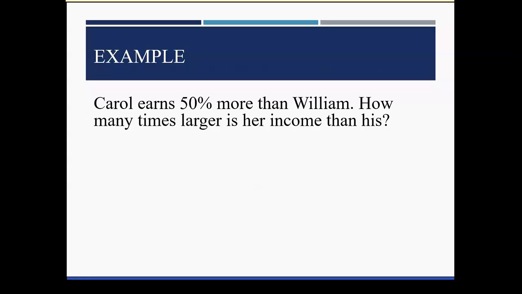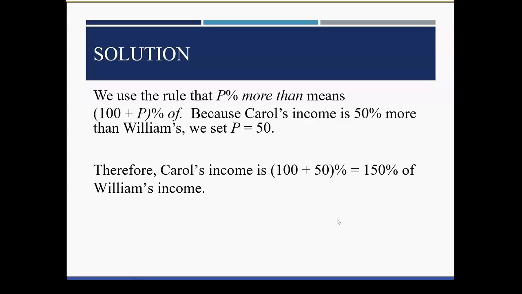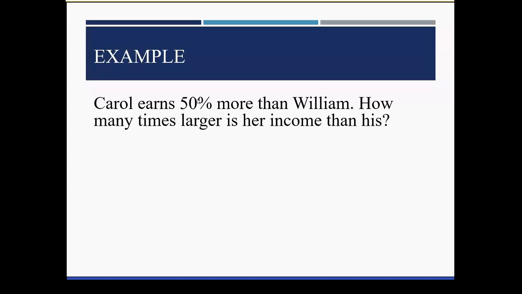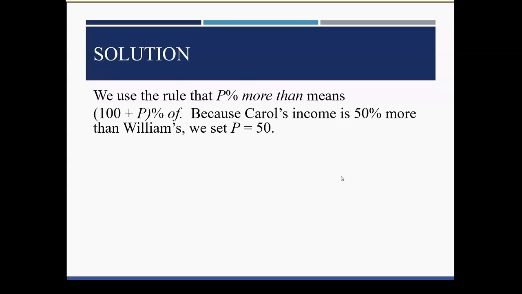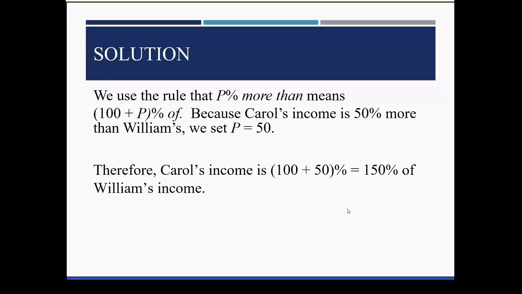Carol earns 50% more than William. How many times larger is her income than his? So they just want you to compare her income to his. When you see more than, that means her salary is obviously higher, so you're going to use the 100 plus. And literally that is all you do. 100 plus whatever the percent was, 100 plus 50 is 150. So she makes 150% more than he does.